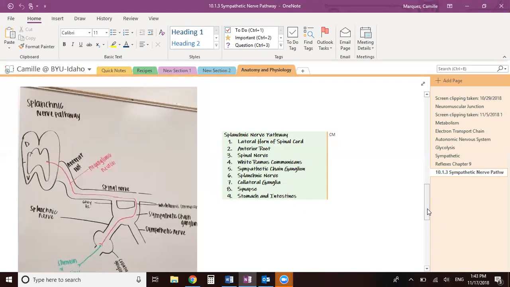The next one is called the splanchnic nerve. I think that's how you say it. It's how I say it. I guess it doesn't matter. It's a multiple choice test.